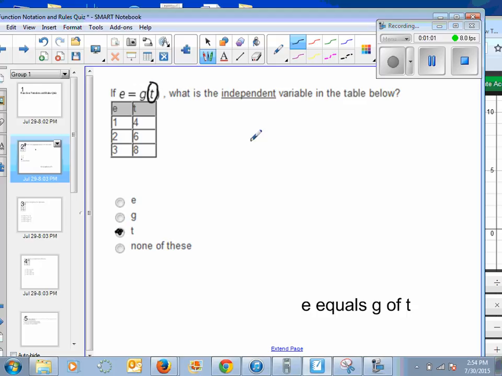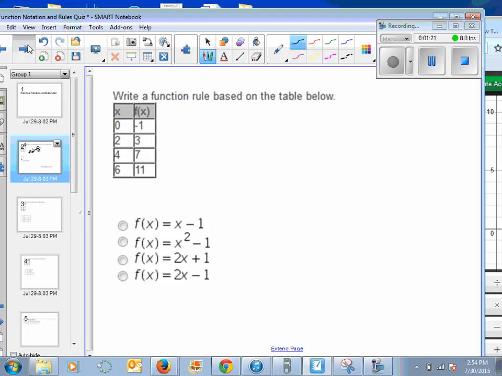A lot of times, most often with function notation, you'll see f of x equals y, for example. Well, right here, x is your independent variable, y is your dependent variable. We'll see some of this coming up.